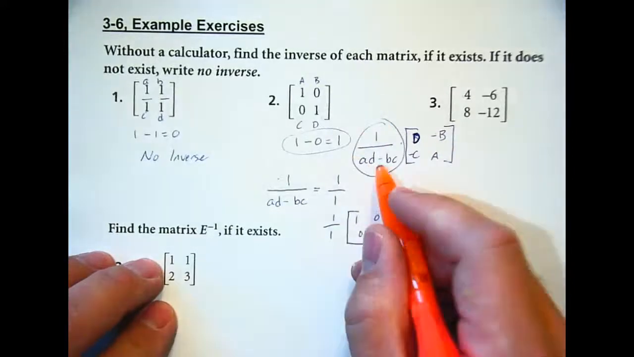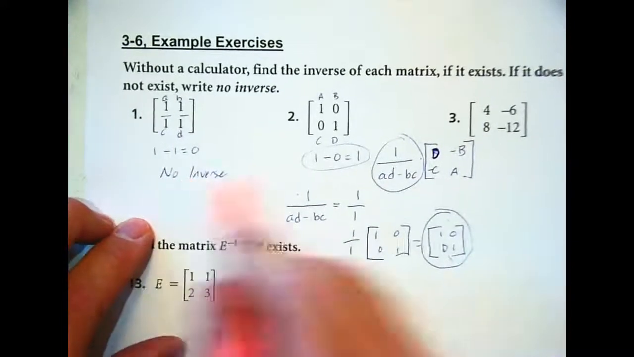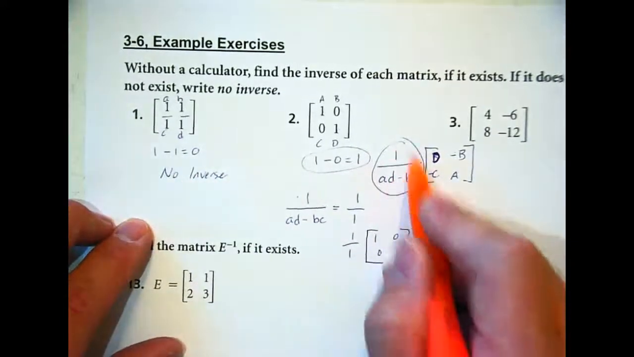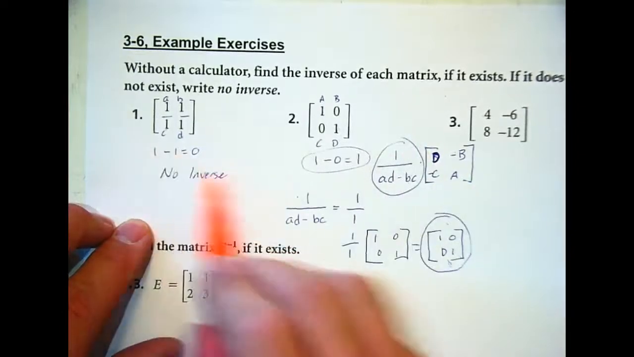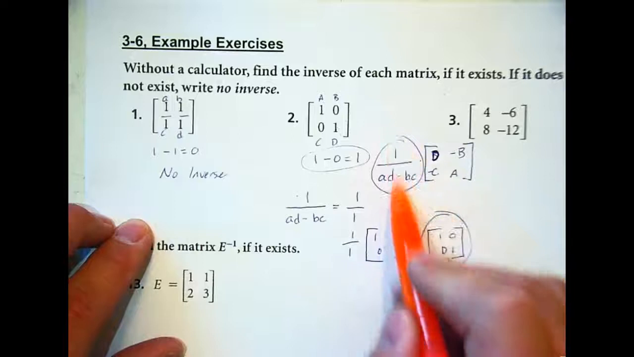AD minus BC in number 1 was 0. If I put 0 right here, 1 over 0, what do I get? Undefined. That's why AD minus BC can't be 0. Otherwise, you get an undefined here.